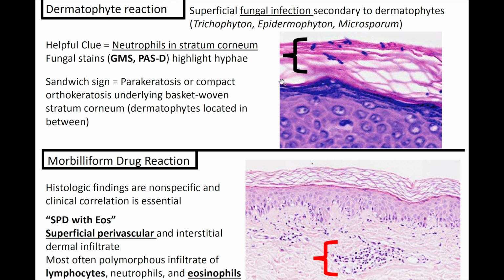Another good one to know is dermatophyte reaction, where you'll have superficial fungal infection secondary to the dermatophytes, which are the trichophyton, epidermophyton, and microsporum. So a helpful clue for this is neutrophils in the stratum corneum. You want to get the fungal stains, GMS, and PASD to highlight the hyphae. And then you can have the sandwich sign, which is parakeratosis or compact orthokeratosis underlying basket-woven stratum corneum with dermatophytes located in between.